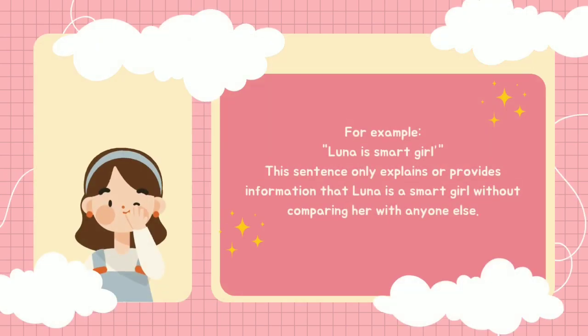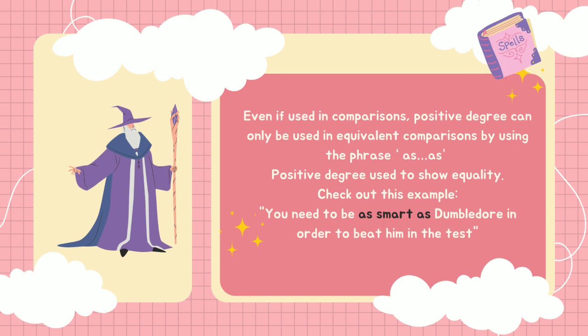For example, Luna is a smart girl. This sentence only provides information that Luna is a smart girl without comparing her with anyone else. Even if used in comparisons, positive degree can only be used in equivalent comparison by using the phrase as adjective as, to show equality. Check out this example. You need to be as smart as Dumbledore in order to beat him in the test.